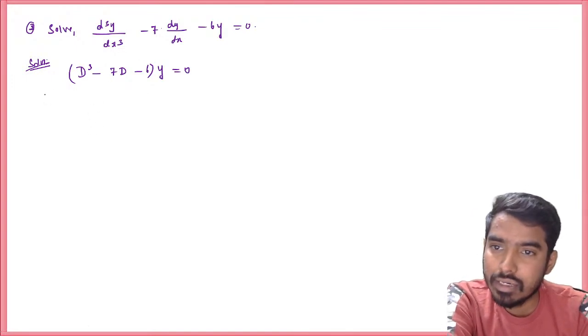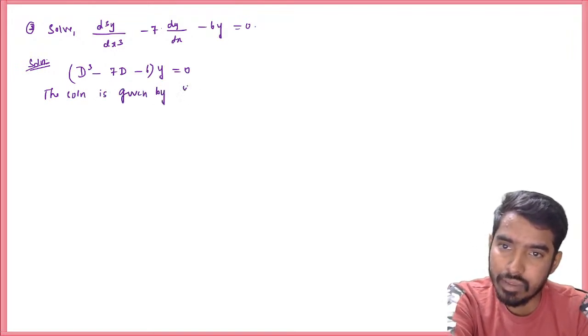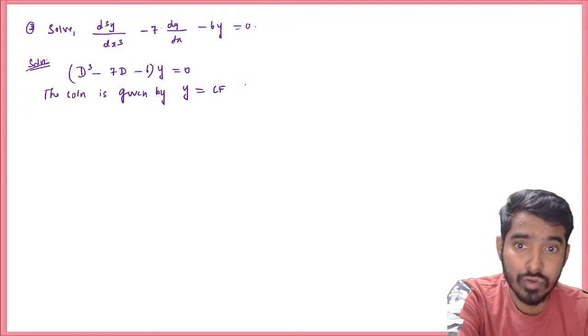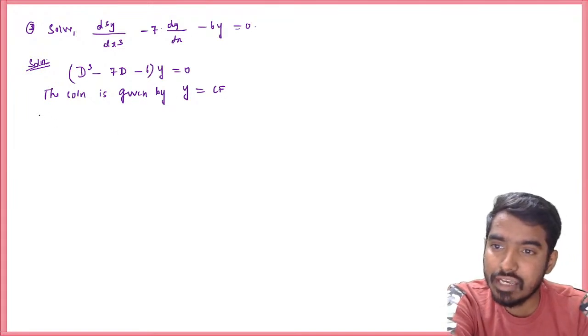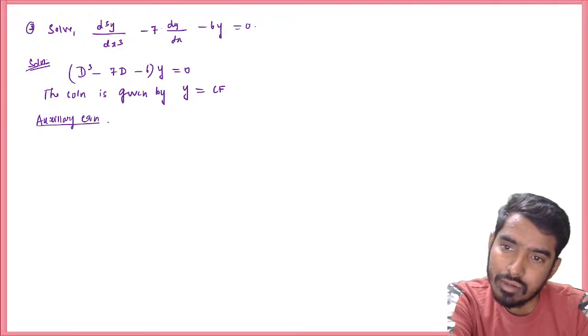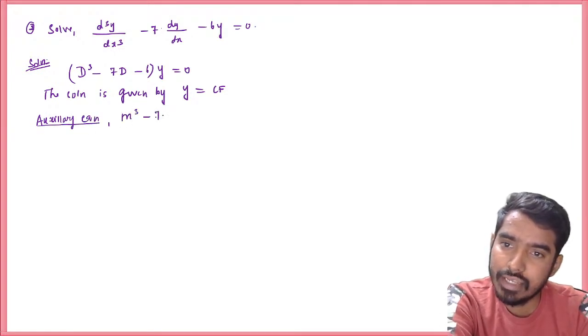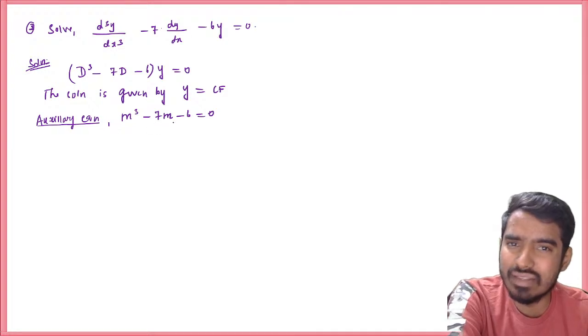Now we need to solve this equation. The solution is given by y is equal to complementary function alone. Usually the particular integral will be added to it, but since it is type 0, the solution is given by y is equal to CF. Now to find CF, first you find the auxiliary equation. What is the auxiliary equation here? m cube minus 7m minus 6 is equal to 0. So you need to find the roots. You will have 3 roots, by the fundamental theorem of algebra.